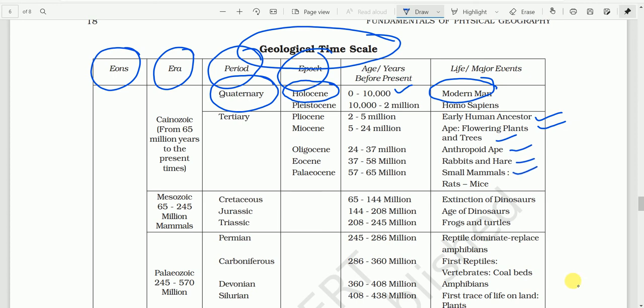You'll find the major events of the origin of plants and animals here. When were the frogs and turtles originated? That's the Triassic period. Dinosaurs originated during the Triassic. Dinosaurs became extinct in the Cretaceous period. So read it yourself.